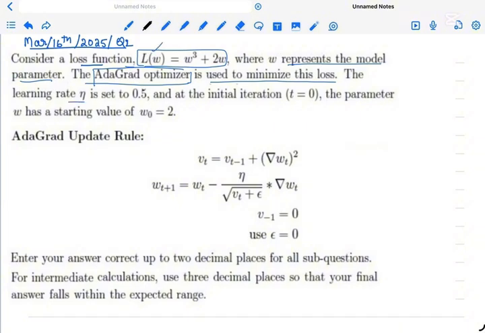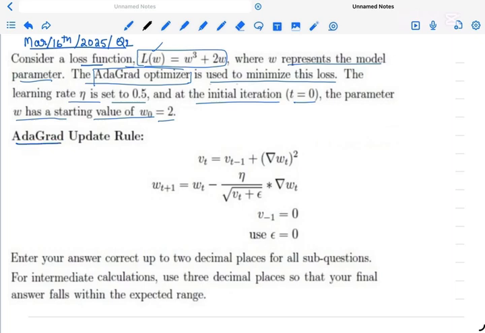The learning rate eta is set to 0.5, the initial iteration t equals 0, and the parameter w has initial value w naught equals 2. So the Adagrad update rule. This question is very simple. Only substitution of the above values is enough. Be careful about the calculations, and related to the Adagrad optimizer.